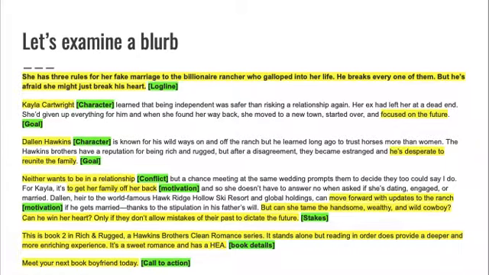It stands alone, but reading in order does provide a deeper and more enriching experience. It is a sweet romance and has a HEA. Those are the book details. Meet your next book boyfriend today. Call to action.